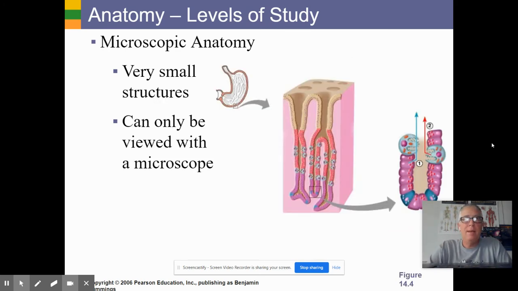Microscopic anatomy is small structures, things that I can see with a microscope. So when I'm looking at this picture, this is a picture of cells in a human's stomach. I can look at it even closer and see how those cells look on the microscopic scale.